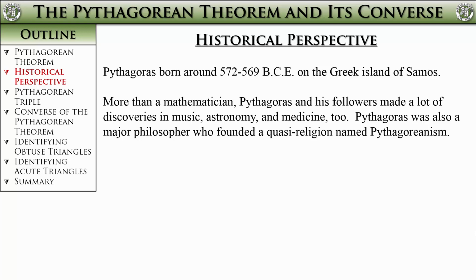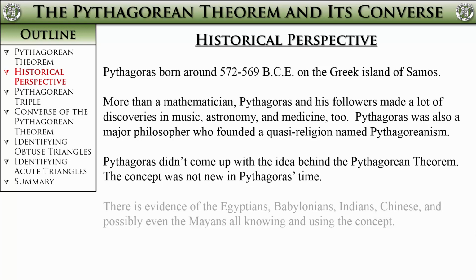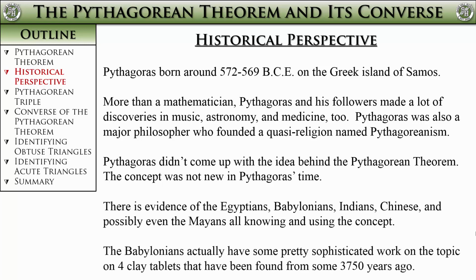Since we are giving you a little background on this theorem, it is important to note that Pythagoras didn't even come up with this idea. The concept was not new in Pythagoras' time. There is evidence of the Egyptians, Babylonians, Indians, Chinese, and possibly even the Mayans all knowing and using the concept. The Babylonians actually have some pretty sophisticated work on the topic on 4 clay tablets that have been found from some 3,750 years ago. It is interesting that we call this thing the Pythagorean theorem, even though he didn't come up with the idea. However, we do know that Pythagoras proved it, showed it, and taught his followers, and then his followers disseminated the idea orally, giving Pythagoras the credit for it. And that's how we call it the Pythagorean theorem today.